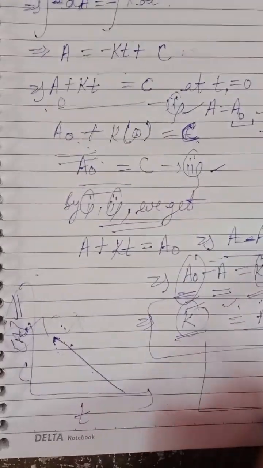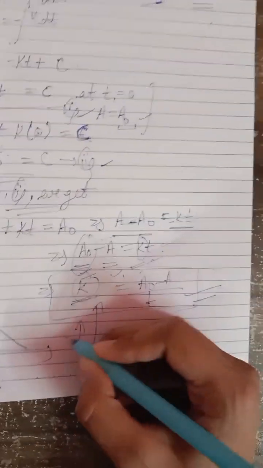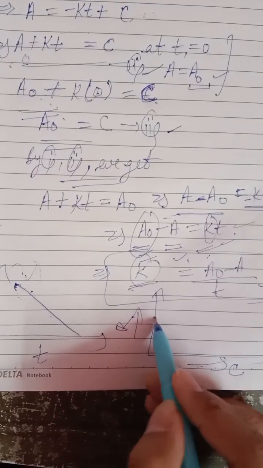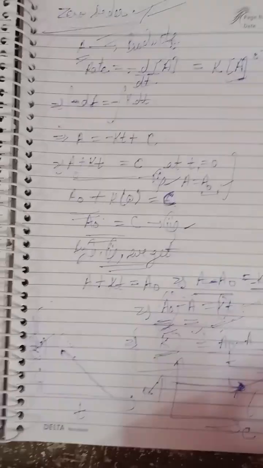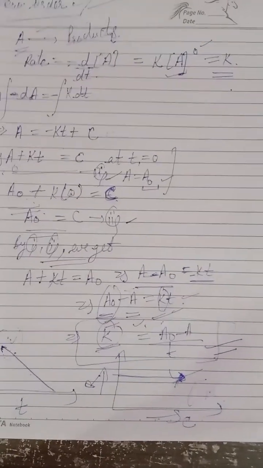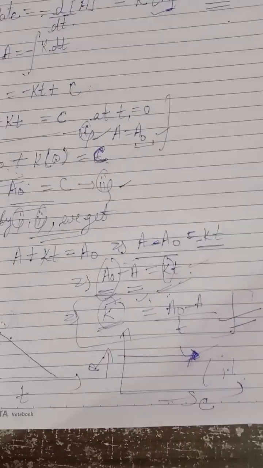And if we plot a graph of rate against the concentration, we find it to be constant, which again denotes that in zero order the rate is independent of the concentration of the reactants.